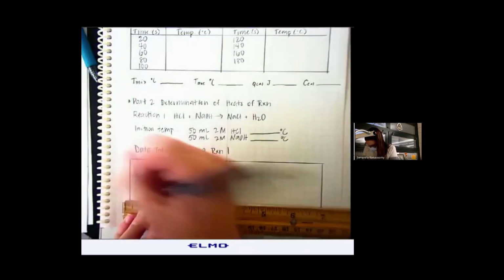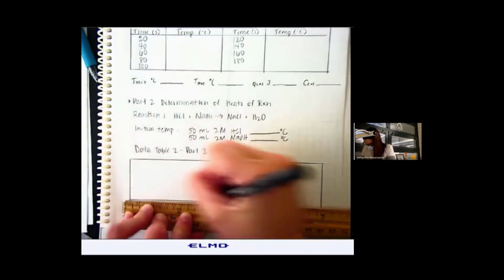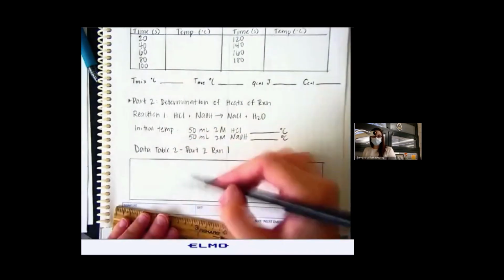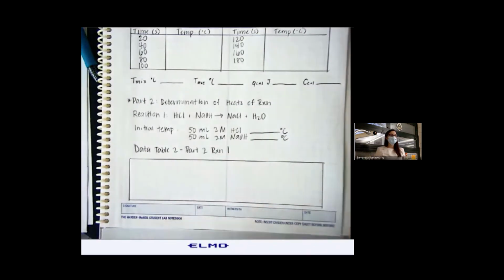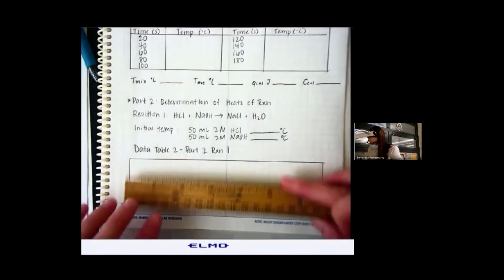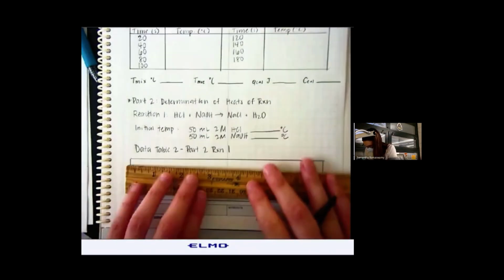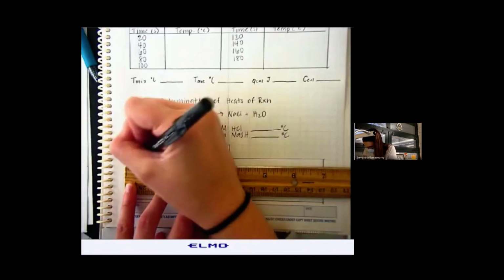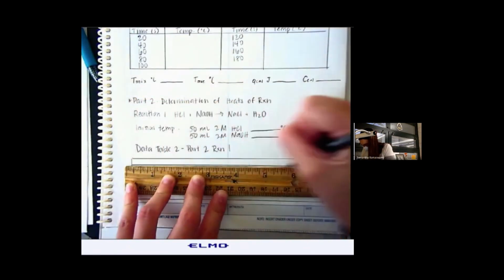So I'm just drawing the outline of my data table. You have the option of drawing the outline like this or drawing a line for each part of the data table. That's your preference. So I'm going to do this. All right, so I'm going to have my heading at the top.